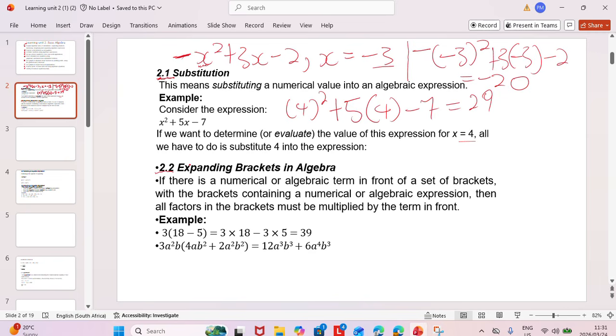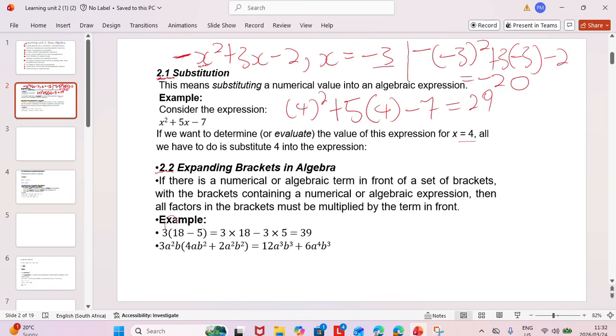If there is a number, a numerical value or an algebraic term in front of a set of brackets containing a numerical or algebraic expression, then all factors in the brackets must be multiplied by the term in front. Okay, looking at example number 1 guys, let me just explain what I was reading here. They are saying if for example you have 3 open bracket 8 minus 5 close bracket, this is what you need to do.